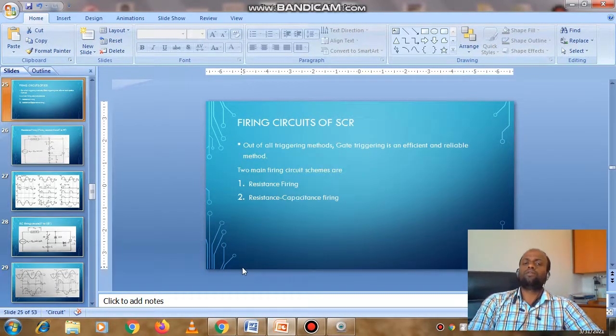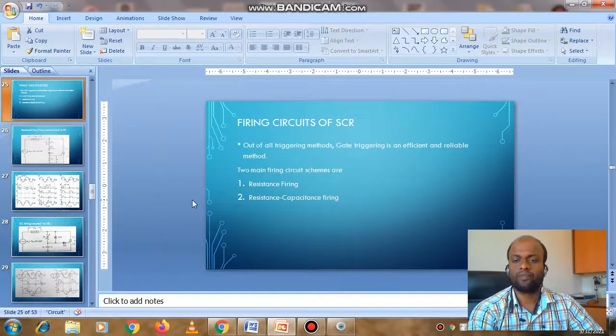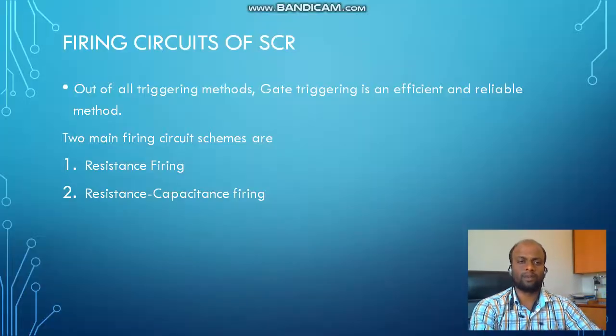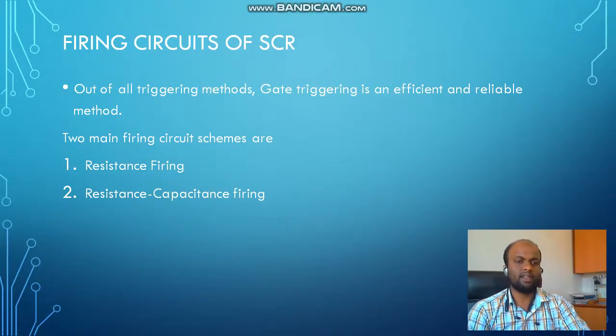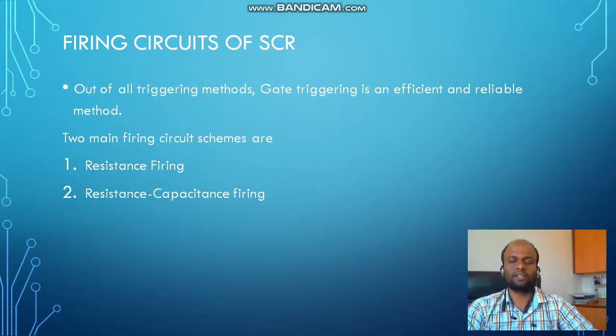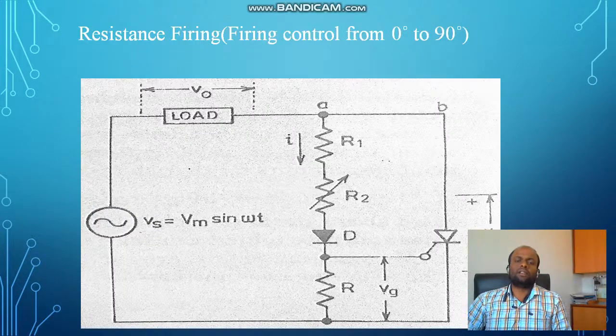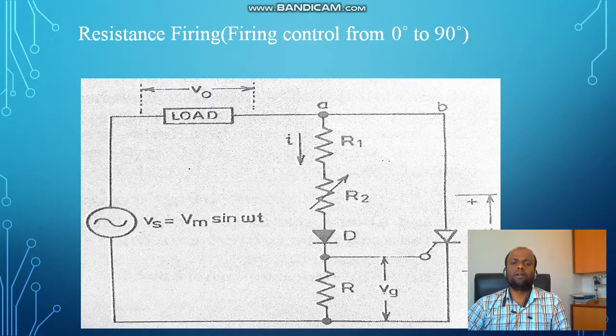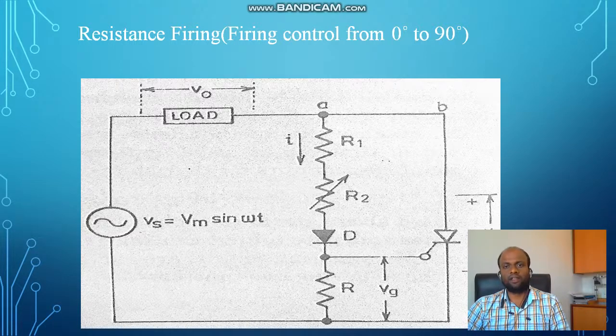Okay, so we'll study firing circuits of an SCR. As I said in our last lecture, there are two types of firing circuits: resistance firing and resistance-capacitance firing. There are different merits and demerits of these two firing methods. First, we will study resistance firing. The limit of resistance firing is that we can control the firing only from 0 degree to 90 degree. We can't control switching on or firing of a thyristor above 90 degree. Why this is so and what is the remedy, we'll see later.